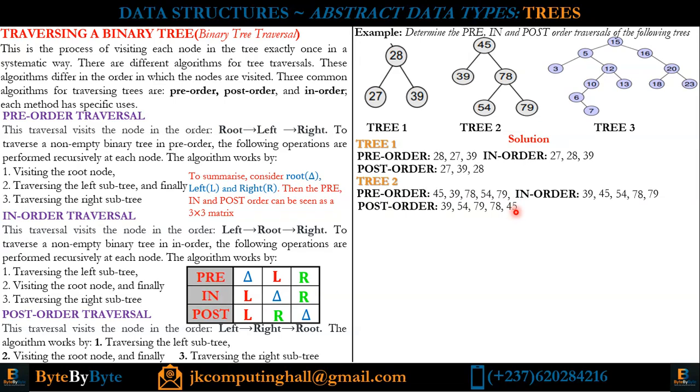We proceed to tree 3, which is a little bit complex. Yes, tree 3. This is my root, and pre-order says root, left, right, as you can see. So what do I have? My root, 15. Then I move to the left, and you see that it is another root because it has children. I still take the root because in pre-order, I start with the root. So my root, 5. From the root now, I take the left, 3.